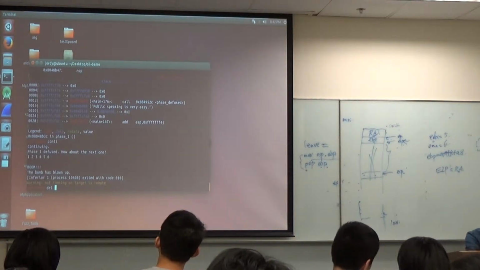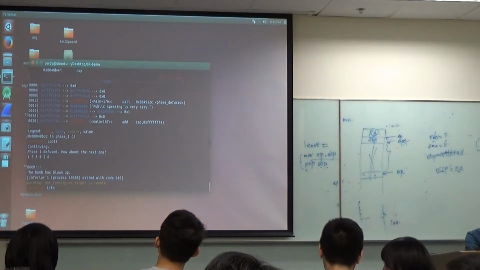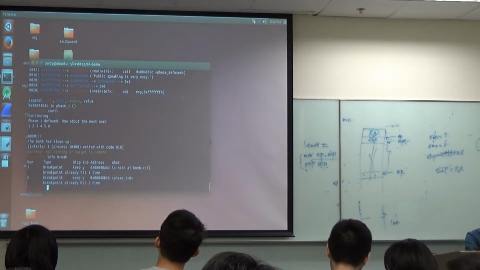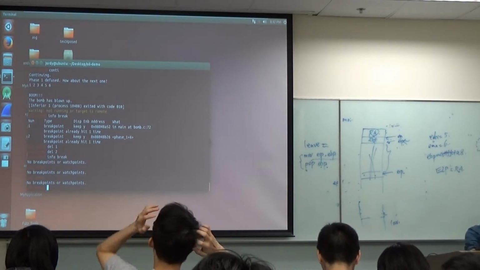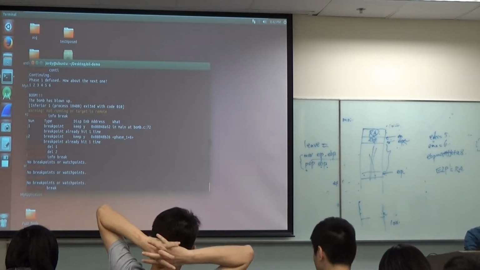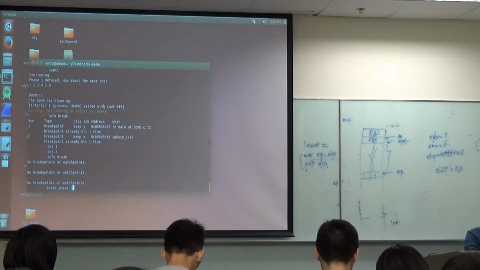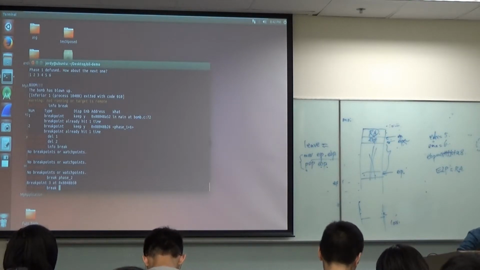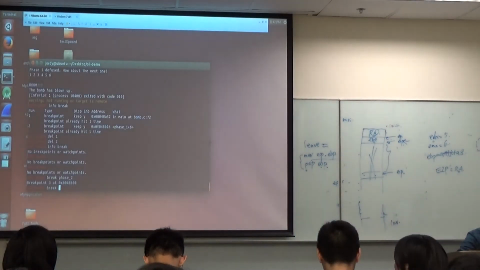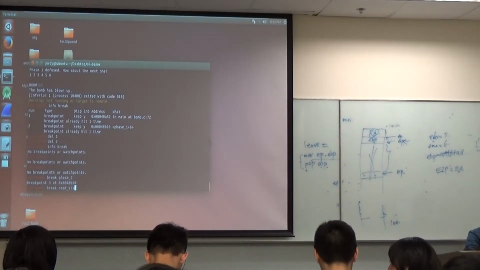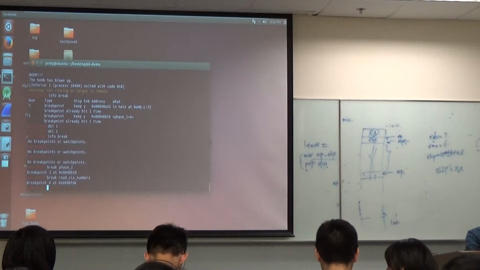Delete. Break the 2 breakpoints and delete 1. Okay, and we break at phase 2 and break at read 6 numbers. And run the program.